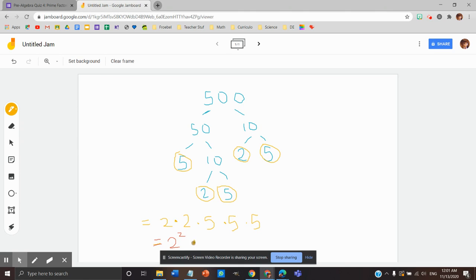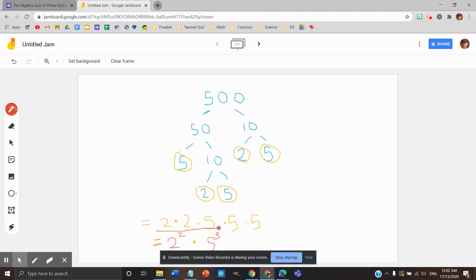times 5. How many times am I multiplying 5 by itself? 1, 2, 3. So that's going to go to the third power. You can also say that that is 5 cubed.